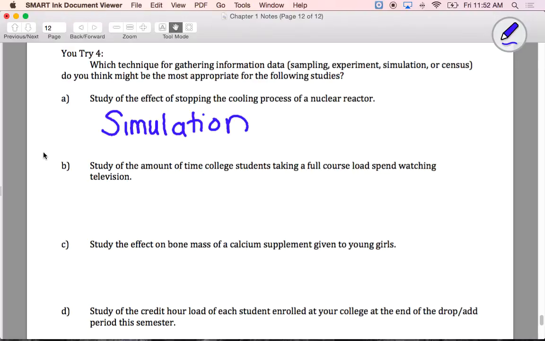For B, study of the amount of time college students taking a full course load spend watching television. That would be easily done with a sampling, because you can sample students. For C, study the effect on bone mass of calcium supplement given to young girls. So if we want to study this and see the effects of it, that's going to be more of an experiment.